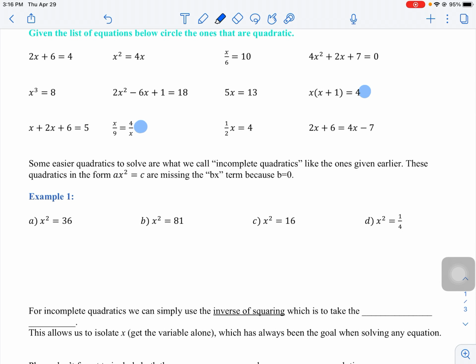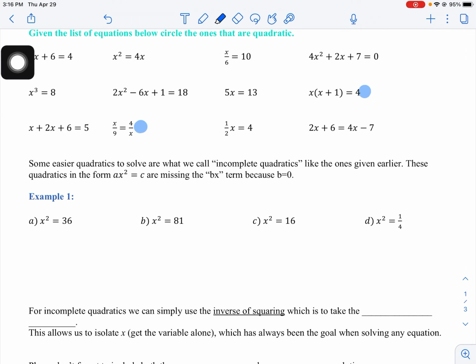Some easier quadratics to solve are what we call incomplete quadratics. Now, you've seen some of these as we've gone along, but I want to give you some little hints today about faster ways to do them. These quadratics are in the form of ax squared minus c. They're missing the bx term because b equals 0. And they look like these, the ones we did in the do now.